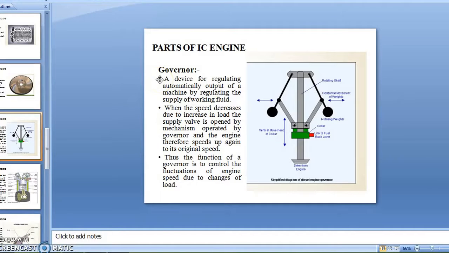Next part is governor, a device for automatically regulating the output of a machine by regulating the supply of working fluid. When the speed decreases during the increase in load, the supply valve is opened by a mechanism operated by the governor and the engine therefore speeds up again to its original speed. Thus, the function of a governor is to control the fluctuation of engine speed due to change of load.